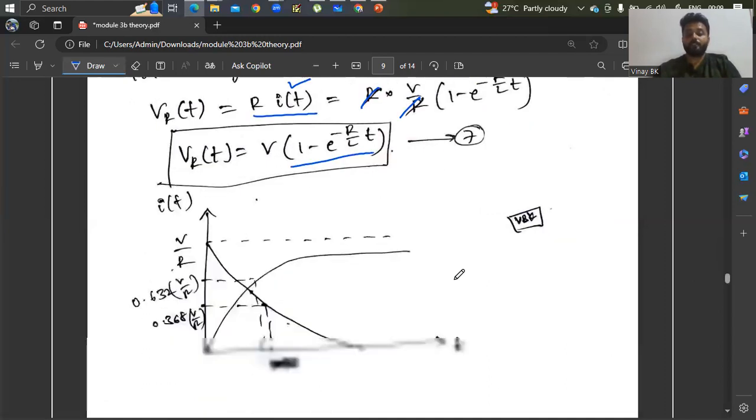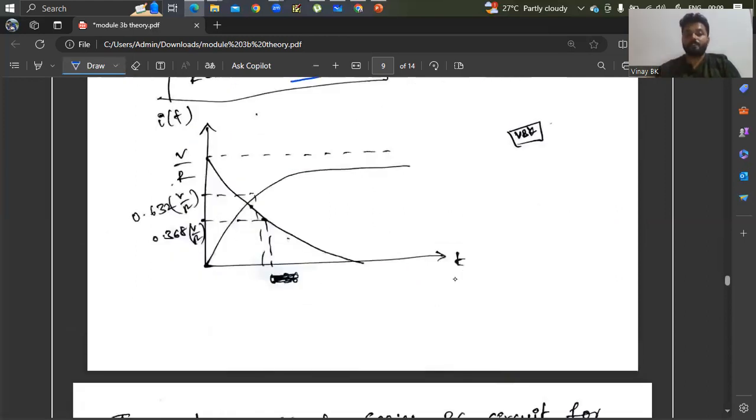Okay, so this is a graph. This is the time constant tau, and this is the final value. And here you can see when tau increases. Similarly, this is the voltage across the inductor. This is the graph.